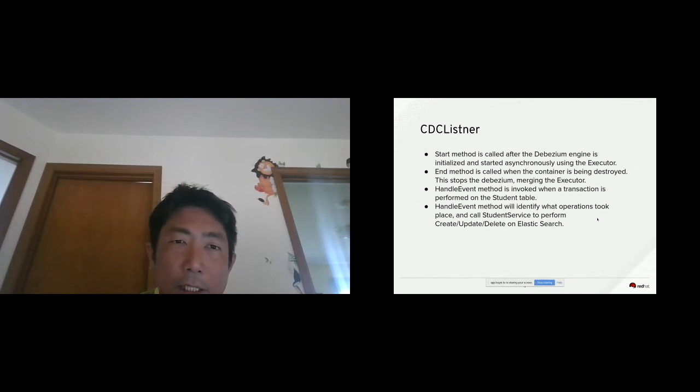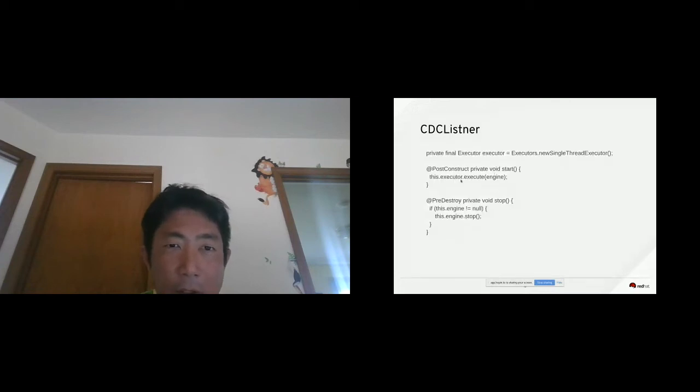So for the private executor, right, this is how we create an executor using the Executors.newSingleThreadExecutor. And then once you have the executor, you have two methods, the start and stop method. The start method, you would call the executor to execute the engine. The stop method will check if the engine is not null, and we're going to stop the engine.